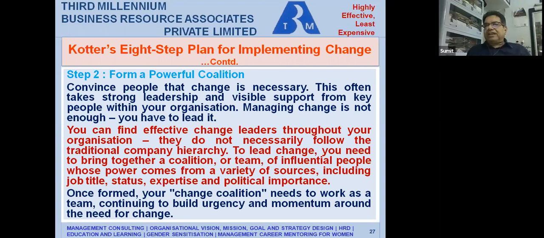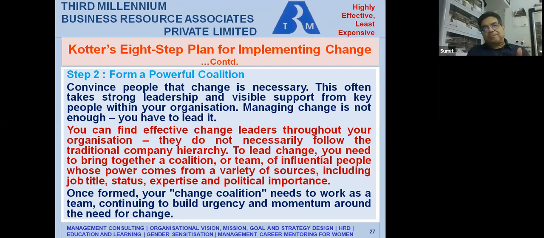Just to read through, we have talked about this. This is where the force field analysis concept comes in. For a powerful coalition, and in today's day and age, you are very, very familiar with coalition governments all across, right? So convince people that the change is necessary. You started in step 1 itself. This often takes strong leadership and visible support from key people.